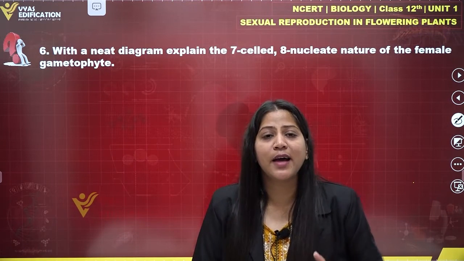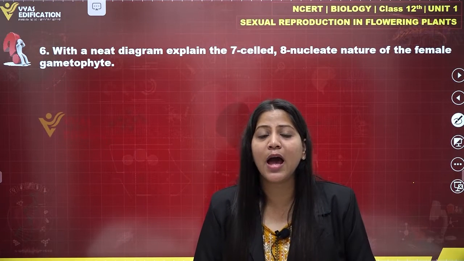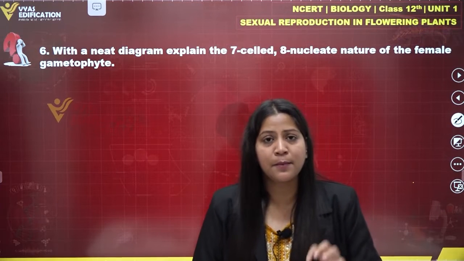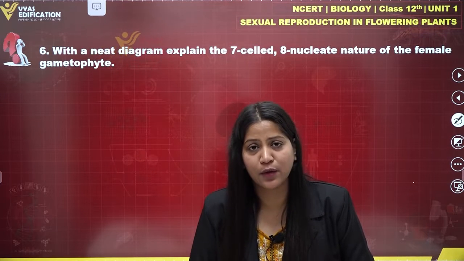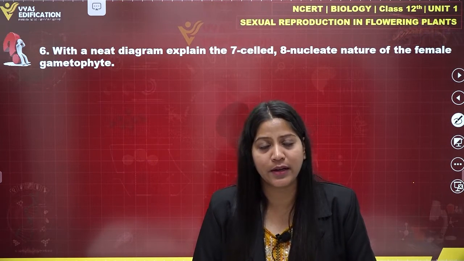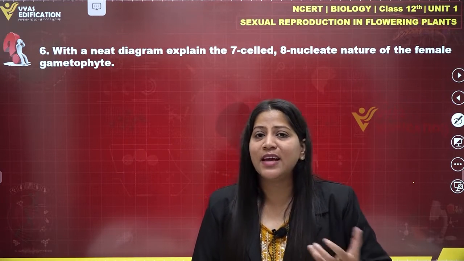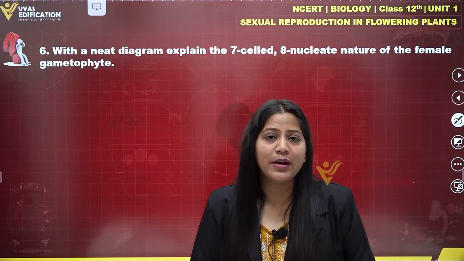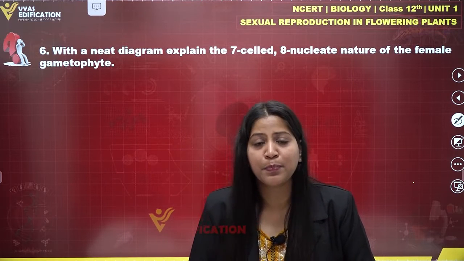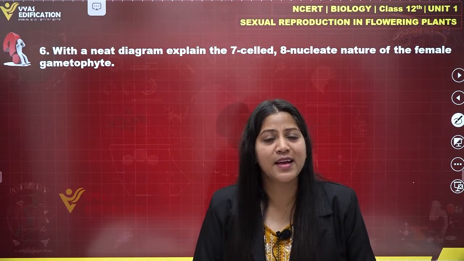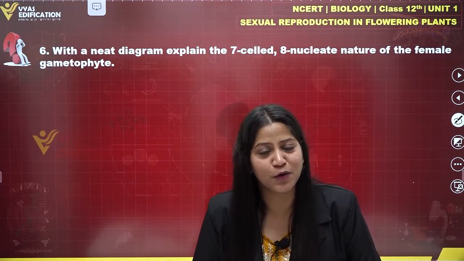Now on the opposite side of the micropylar end is the chalazal end, and at the chalazal end we have a set of three cells, known as antipodal cells, which will degenerate after fertilization. Now in the middle of the embryo sac, in the central cell, there are two nuclei present, known as polar nuclei. They fuse together and form the secondary nucleus, and after fertilization they will transform into endosperm.